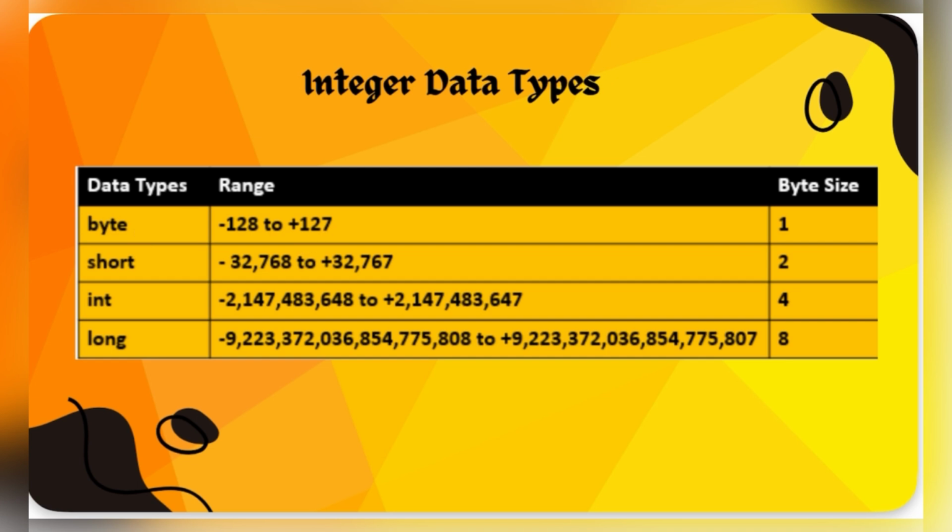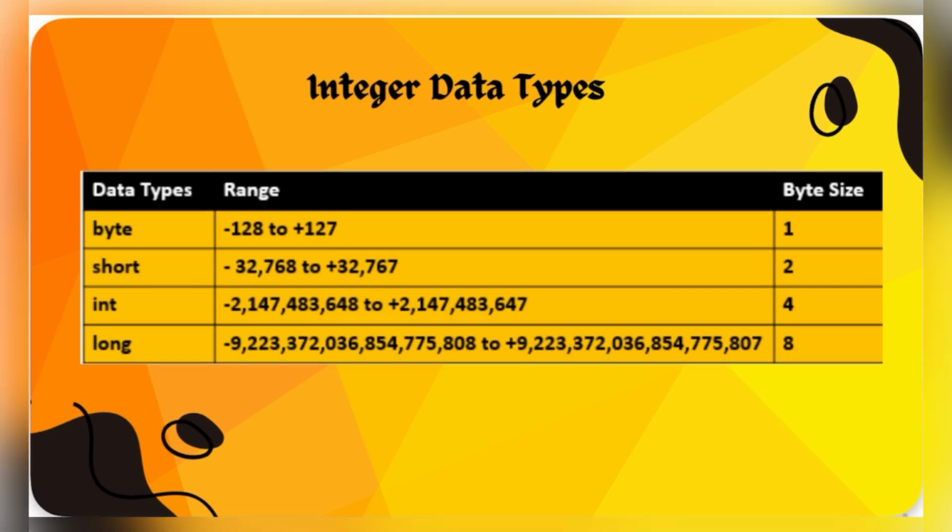In that case, you will need to choose the next data type, which is short. The short data type can store values from -32,768 to +32,767. If the value you want to store is greater than this, you will need to use the next data type, int. The same principle applies to the long data type as well.